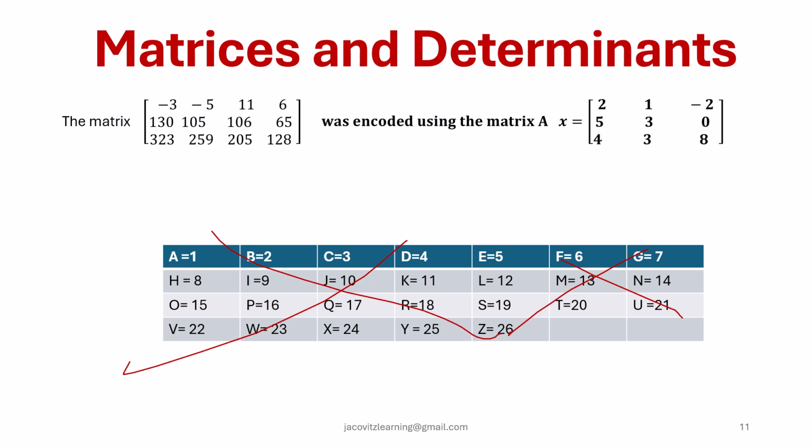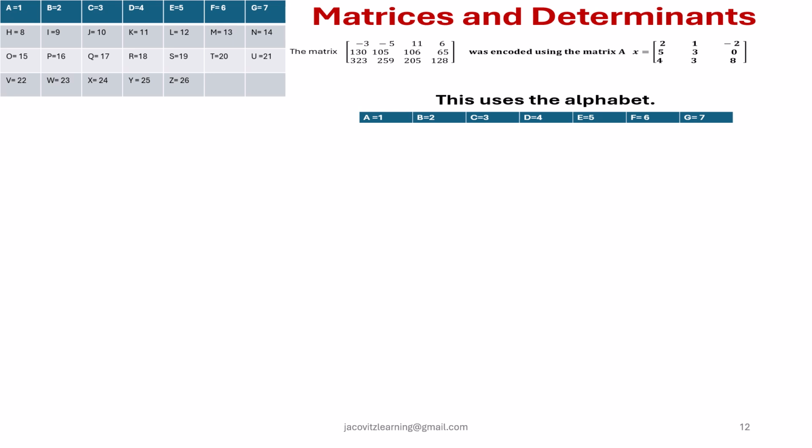Look at what matrix A is. Matrix A is when X is equal to 2, 1, -2, 5, 3, 0, 4, 3, 8. Then when it was encoded, you got alphabet. So now you're going to encode, this is 3 times 2, which is -6. This is -3 times 1 is -3. -3 times -2 is +6.